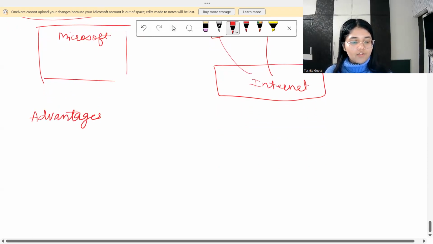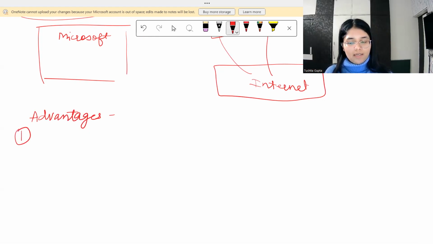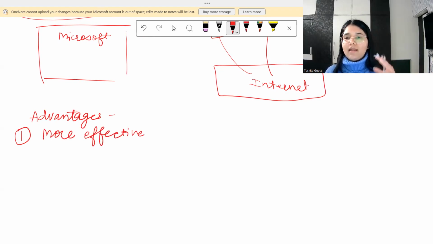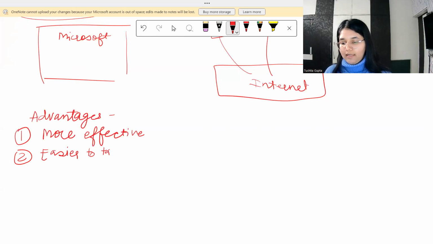If we talk about the advantages of cloud computing, the number one is that it is more effective than in-house data handling. In-house data handling means that you have employed people in the organization who will be handling the data. But if this is already done and stored on the internet, it becomes more effective because you no longer need the services of those people. The system does it automatically, so it's even more reliable. So it is easier.